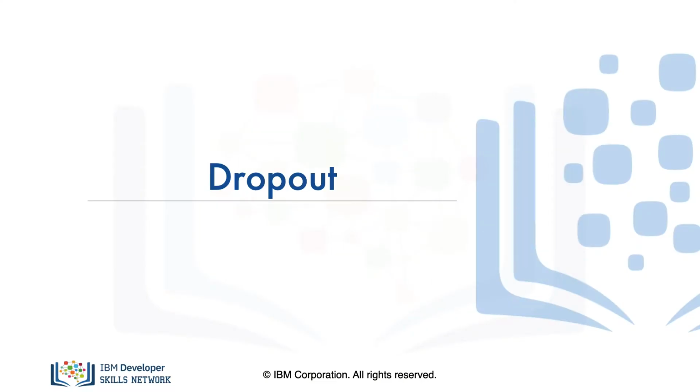In this video, we're going to discuss the dropout method. This method improves the performance of deep neural networks. In particular, we will talk about dropout, a method used to prevent overfitting. We will show how to implement the dropout method in PyTorch.